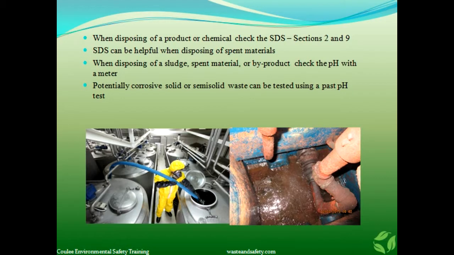So if you're going to dispose of a sludge or spent material or byproduct that you suspect could have a pH that's going to cause a corrosive designation, you need to check that material with a pH meter that has been calibrated. Also, if you have any potentially solid or semi-solid waste that can be tested, you can do a paste test on those with a pH meter as well.